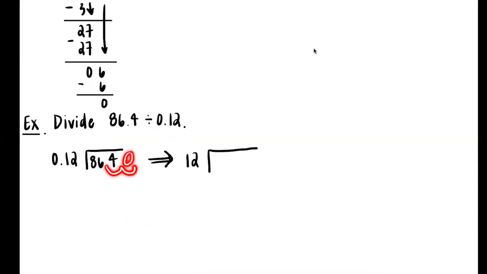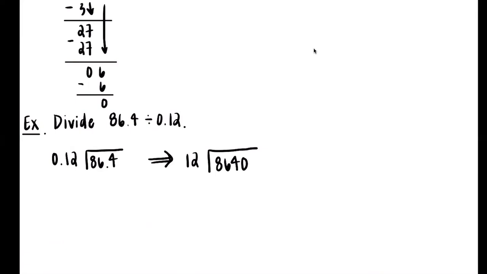So now notice this is an empty space here. We're going to put a 0 for it to be a placeholder. So now I'm going to be dividing 8,640. And let's go ahead and continue.